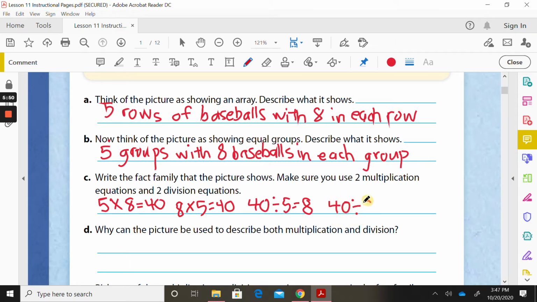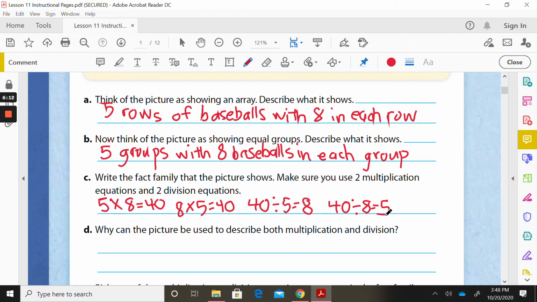You can do these in any order. You can do them the same as I am doing them. But those are our 4 facts. 5 times 8 is 40. 8 times 5 is 40. 40 divided by 5 is 8. And 40 divided by 8 is 5. Now, let's move on to D.